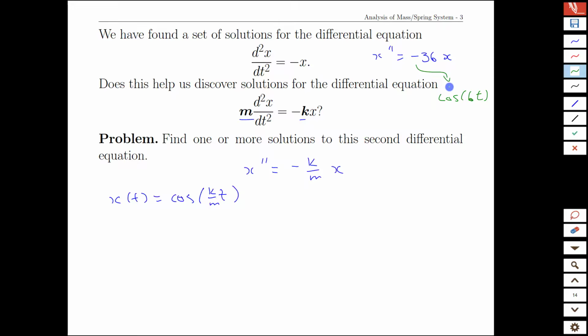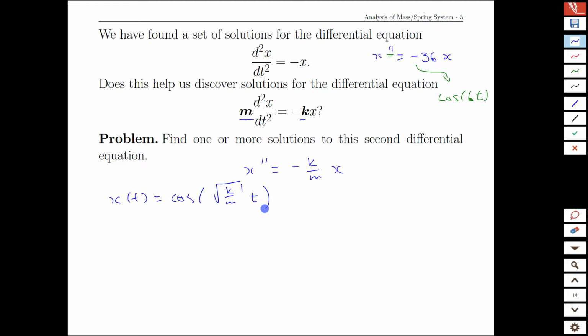Why was it just a 6 when the multiplier was 36? Remember, every time we differentiate, we get one of these 6 popping out, and we are differentiating twice. So think about the other direction. If someone had said, oh, I need a 36 multiplier, I should put the square root of 36 inside my brackets here. So we're going to try that. Square root of k over m times t.